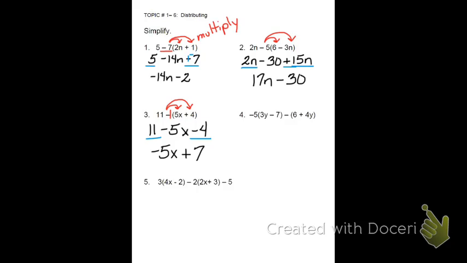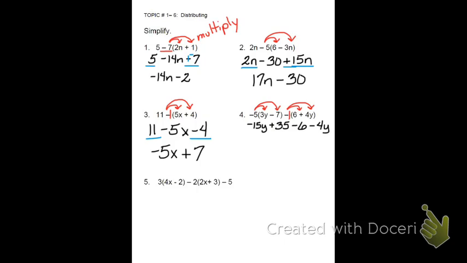You are distributing a negative 5 with a 3y and a negative 7. Again, remember this means a negative 1 in front of that parenthesis, so you will be distributing a negative 1 and 6 and a negative 1 with a 4y. So walking through this one, you're going to end up with negative 15y plus a positive 35, two negatives become a positive, minus 6, because a negative 1 and a positive 6 would be negative 6, and minus 4y.